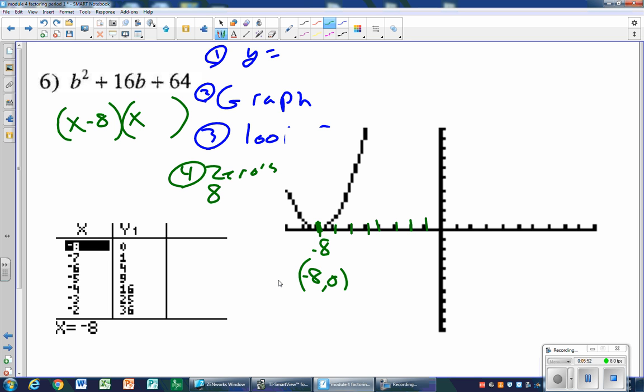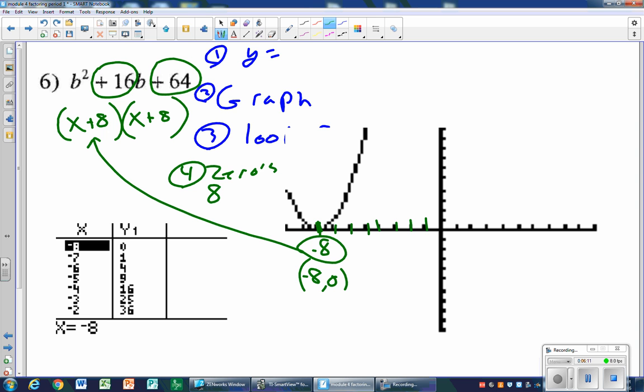I wonder what the second one is. I'm thinking it's x minus 8. Sorry, x plus 8 and x plus 8. Because this is negative 8, it's the opposite. So it's x plus 8 and x plus 8. Now, what is 8 times 8? Positive 64. What's 8 plus 8? Positive 16. That's one way to check to see if your answer is correct.